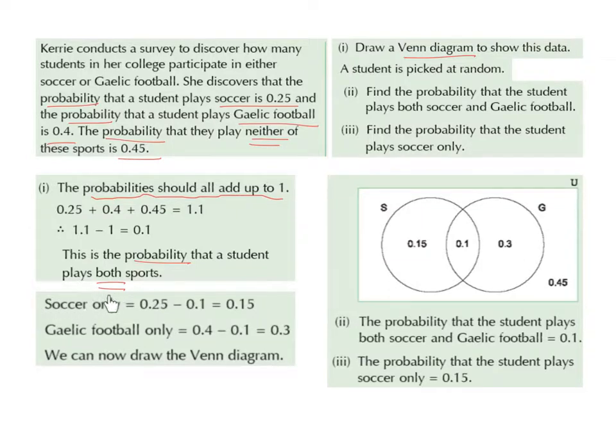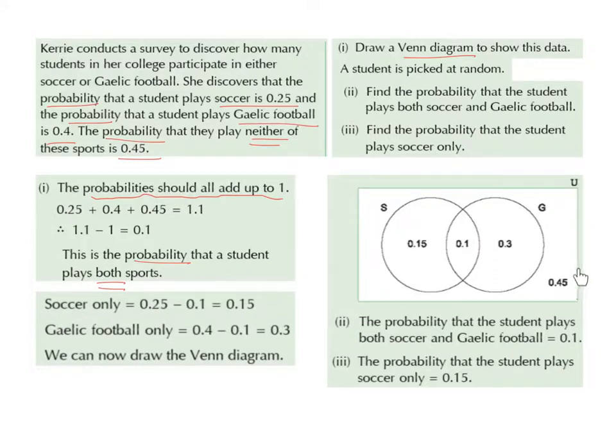So if they only play soccer, it's going to be 0.25 minus 0.1, which is 0.15. So this is the probability that they play soccer only. Gaelic football is going to be 0.4 minus 0.1, which is 0.3. And this is the probability that they play Gaelic football only. We can now draw the Venn diagram.